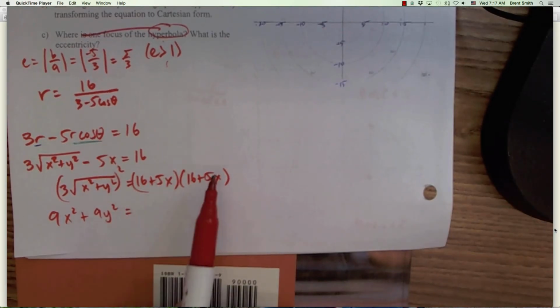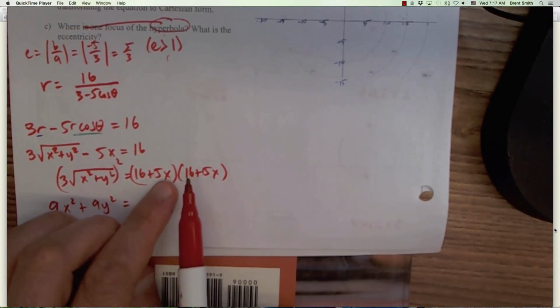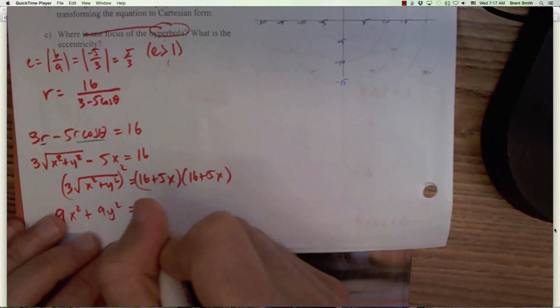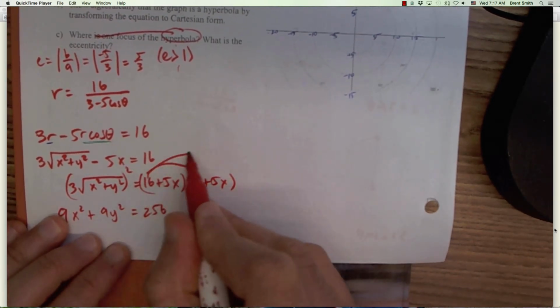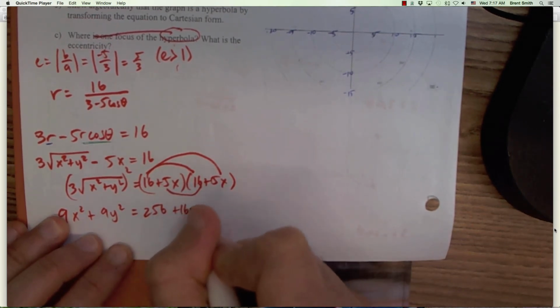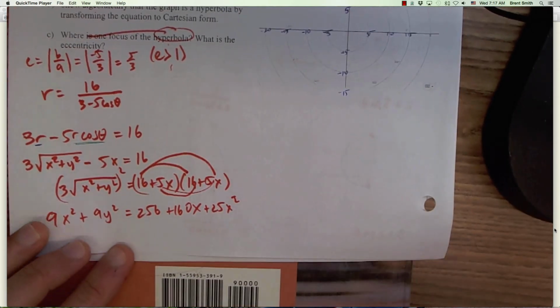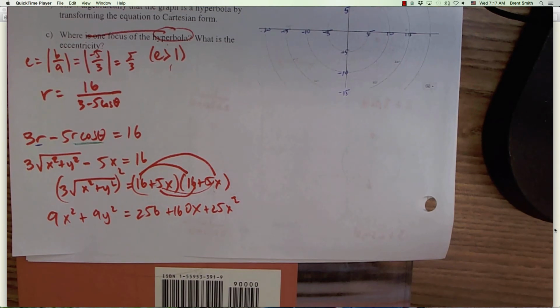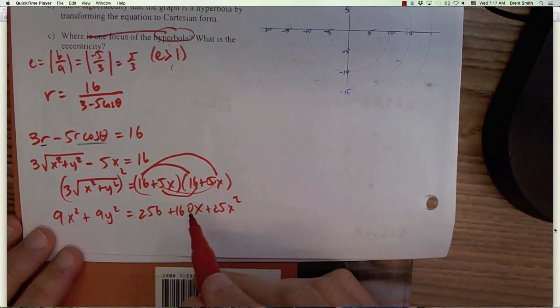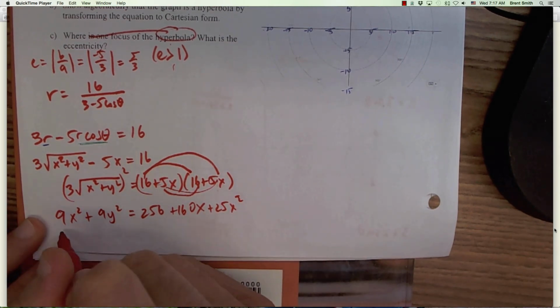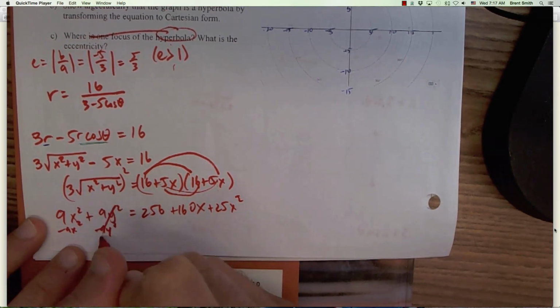16 times 16 is 256. And then 16 times 5x is going to be 80x. So 80x, 80x, and 256, that's this one. This is 80x and 80x again, so it's 160x. And then 5x times 5x is 25x squared. Okay, so again, let's get everything on one side. This is the bigger x squared, so let's move everything over here this time. So I'm going to subtract 9x squared and 9y squared, leaving 0 over here.